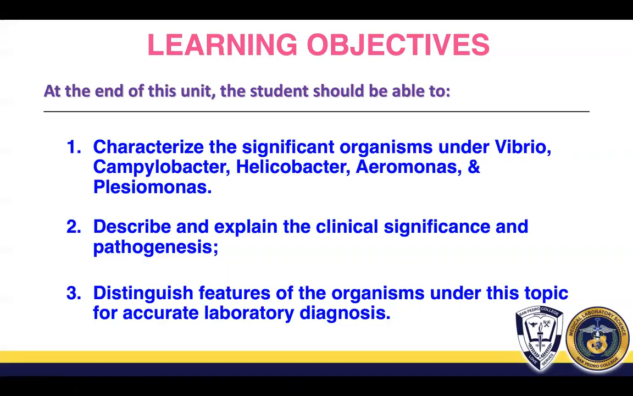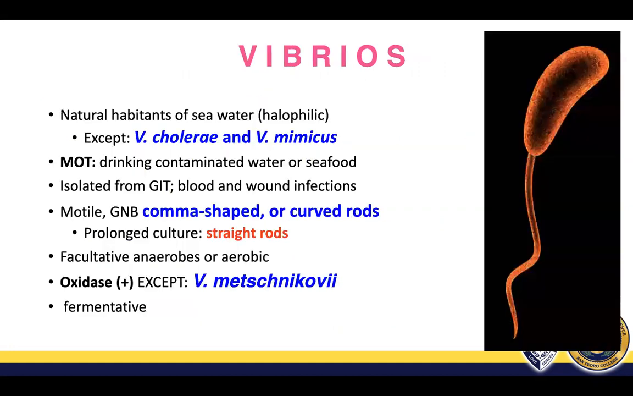So for the learning objectives, at the end of this unit, the student should be able to characterize the significant organisms under Vibrio, Campylobacter, Helicobacter, Aeromonas, and Plesiomonas, describe and explain the clinical significance and pathogenesis of these organisms, and distinguish features of the organisms mentioned above for accurate laboratory diagnosis.